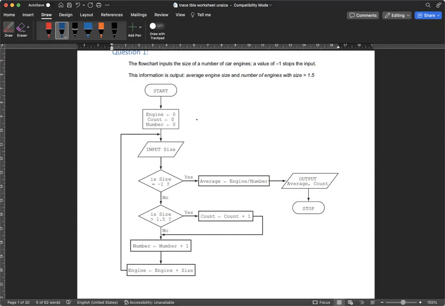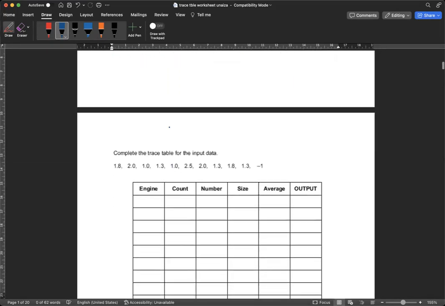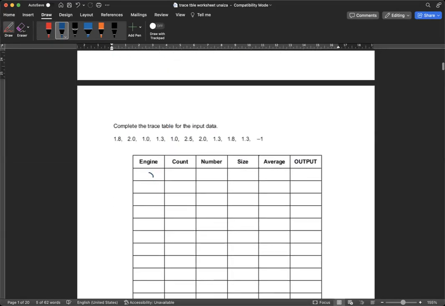Next, input size. No, you have to read it carefully. Engine zero, count zero, number zero. Yeah, okay, just declaration. Hold on. Engine is zero, count is zero, and number is zero. So you have to move to the trace table and insert the values. Engine is zero, count is zero, and number is zero. Is it okay?